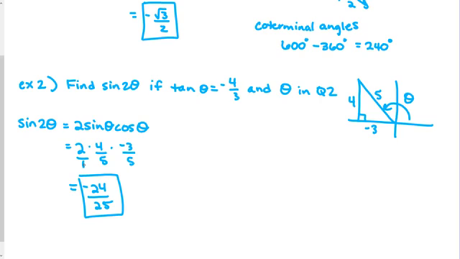Okay, let's do another example. This time we're going to find the cosine of 2 theta if the sine of theta is 1/3 and theta is in quadrant 1.